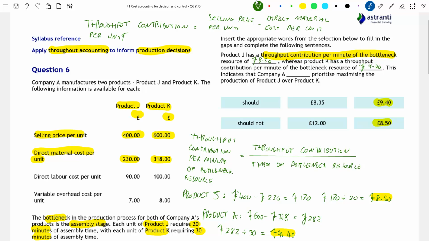So the throughput contribution per minute of the bottleneck resource is greater for product K at £9.40 than for product J at £8.50. So this indicates that we should prioritise maximising the production of product K. So with regards to completing our gap fill, the correct answer is should not. Company A should not prioritise maximising the production of product J over product K. On the basis of the throughput contribution per minute of the bottleneck resource, product K represents a better use of our limited assembly time. So this is the correct answer.